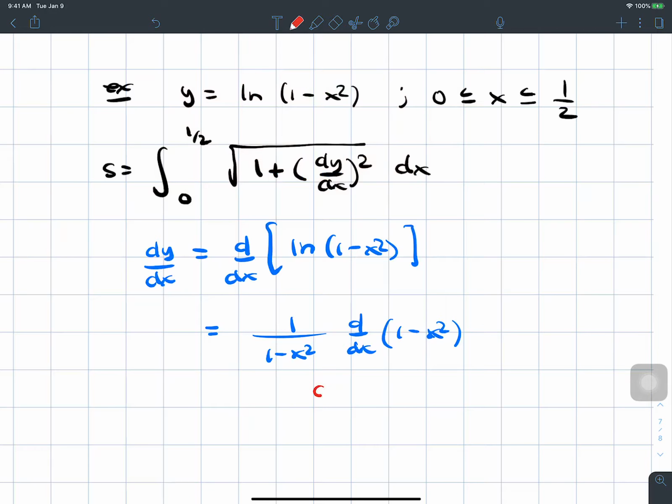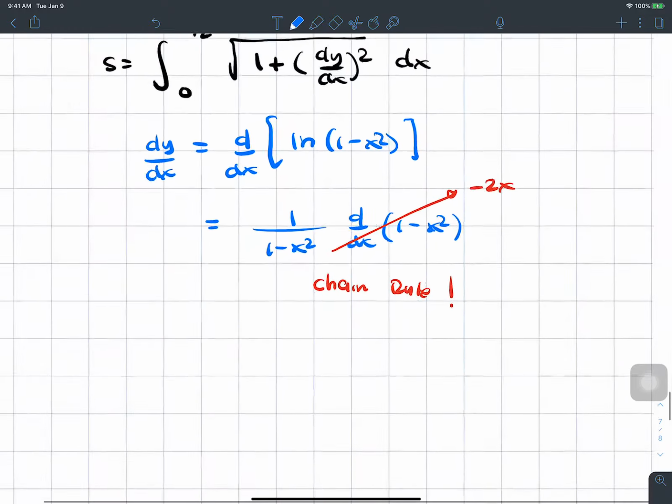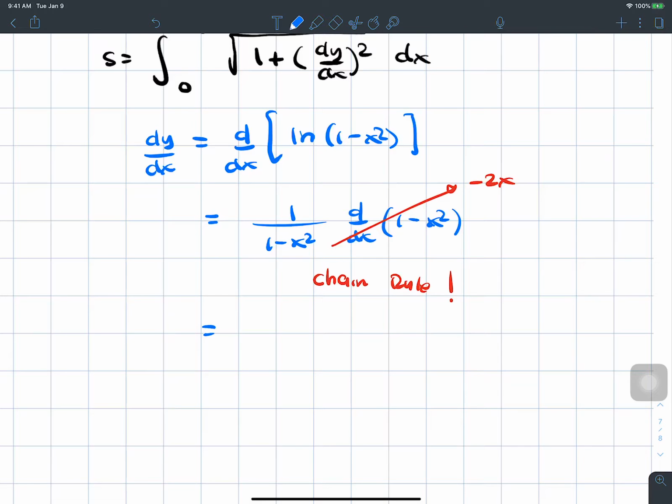So remind you guys, things like derivatives and chain rule just never go away. This stuff doesn't go away. And that's minus 2x. So this derivative is, I'll write it that way, negative 2x over 1 minus x squared. That's our derivative.